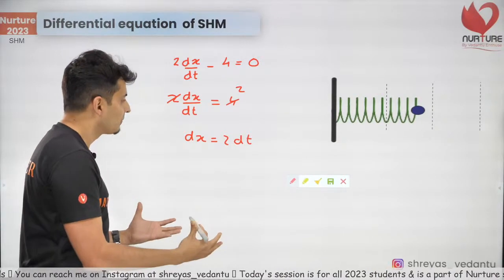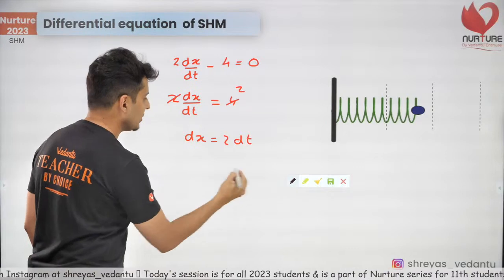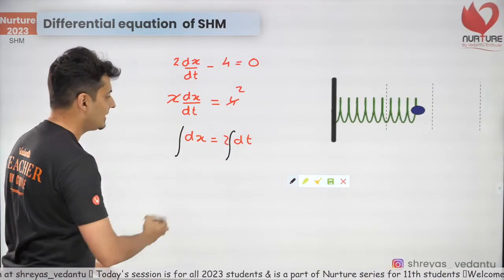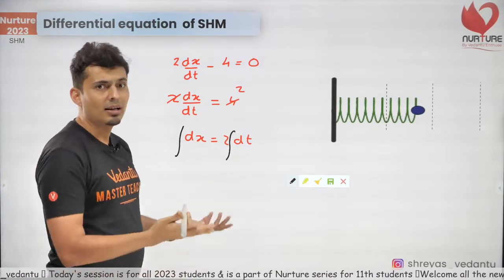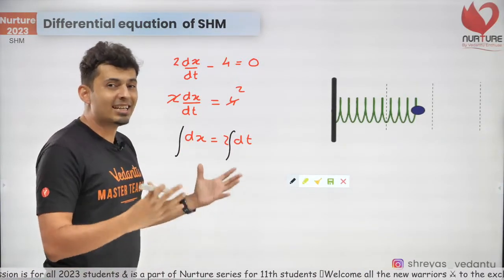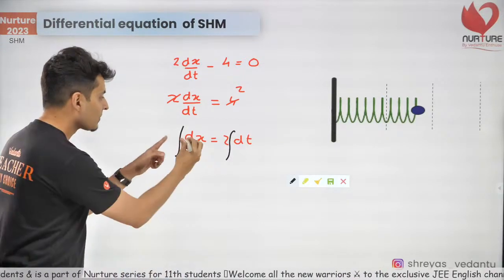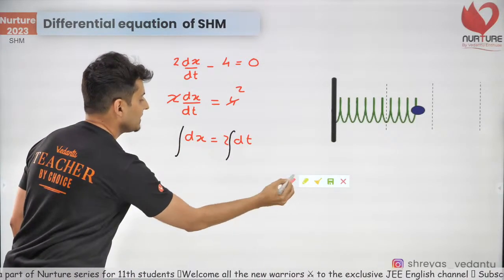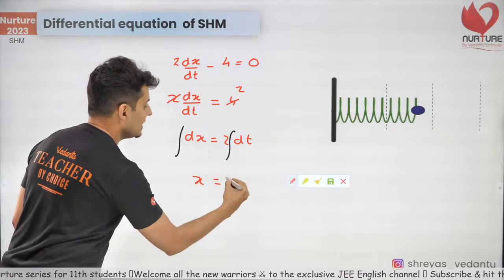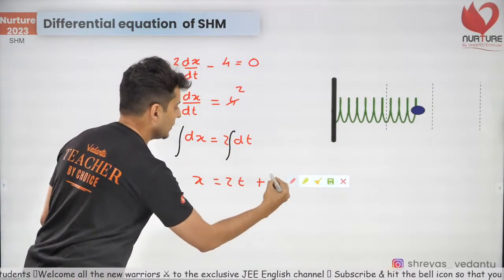Now what are you going to do? Are you just going to stare at it? Obviously not. You're going to integrate it, because that's your tool. So integrate it on both sides. But what are the limits? Well, I don't know. So when you don't know the limits, what do you do? Well, indefinite integration. So what does it have? A constant of integration. So what is the integration of dx? It's x. The integration of 2 dt is 2t. And you will have a constant.